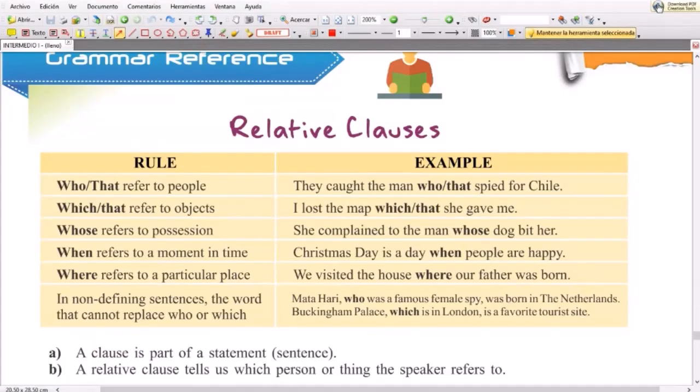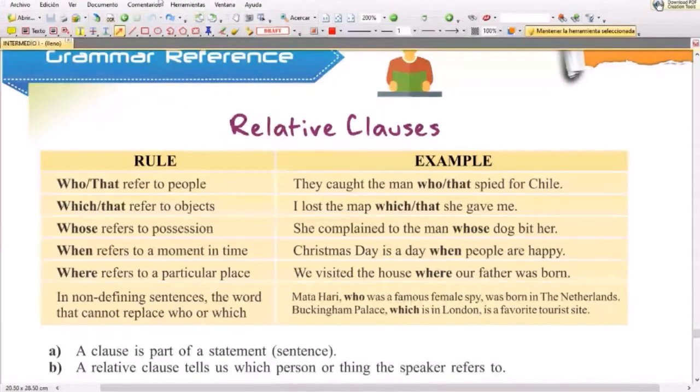Say any question here with examples on the screen. Oh, esos son los que te pedí leer, okay? But it's okay. Anyway, it's okay. So as you can see, for example, when we work with who, we are talking about a man, okay? A map, so which.